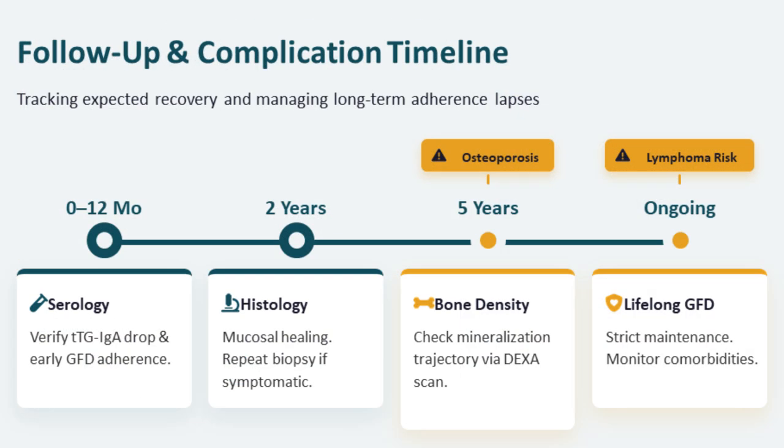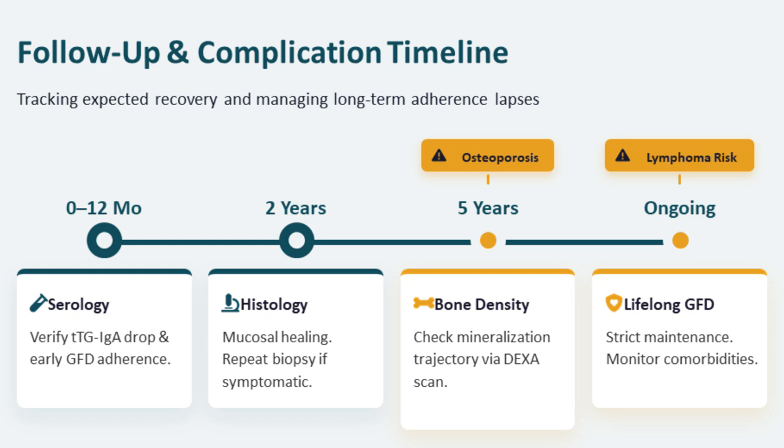So how do you manage these patients? The moment you have done a serology and histopathology, then every year do a serology and see that TTG IgA becomes negative. That tells you that they are very strictly adhering to a gluten-free diet. If it's not becoming negative, that means they are still eating gluten in some form.